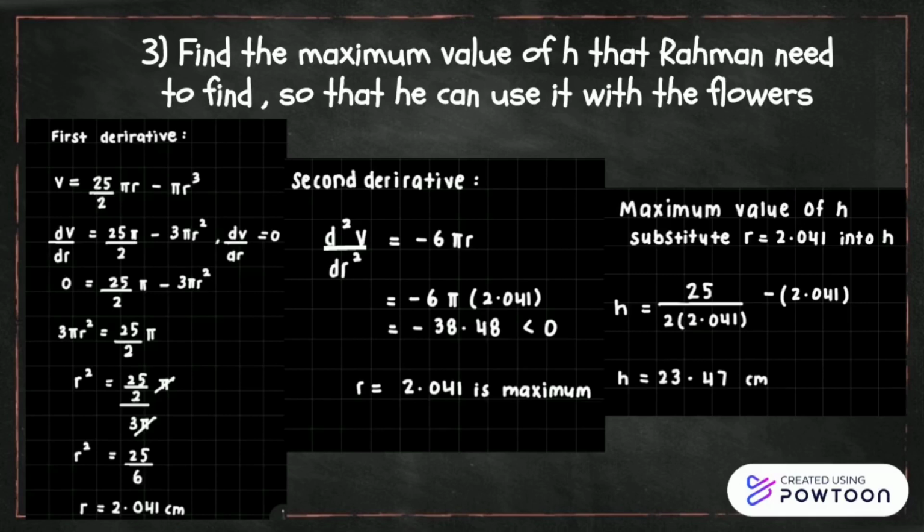Because we want to know the maximum value of h, we must substitute this value of r into the equation that we have in the first question. So we substitute that, we arrange that, and we get h equal to 23.47 cm. Because the maximum height of the flowers that we have is 25 cm, technically the vase must be a little bit shorter than the flowers to make sense. Because the value we have is less than 25, this value is acceptable.